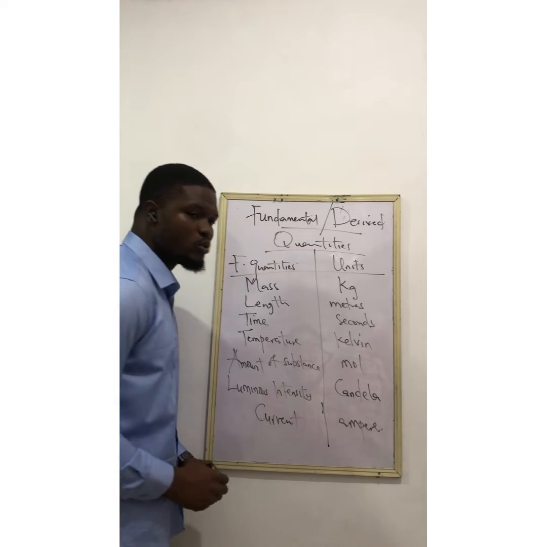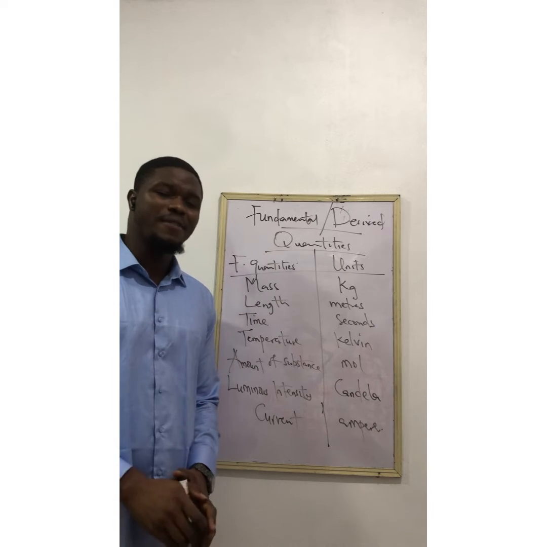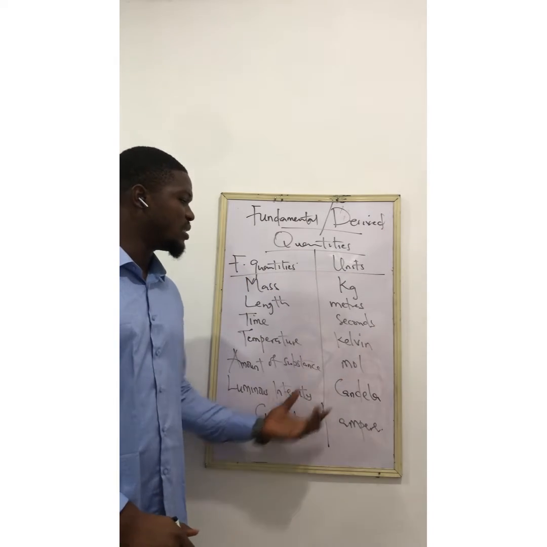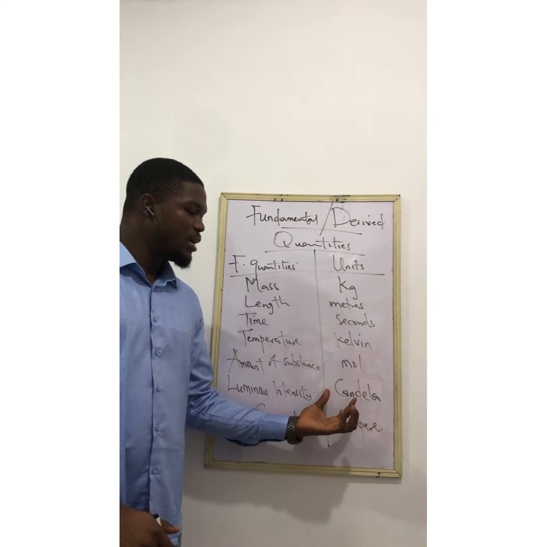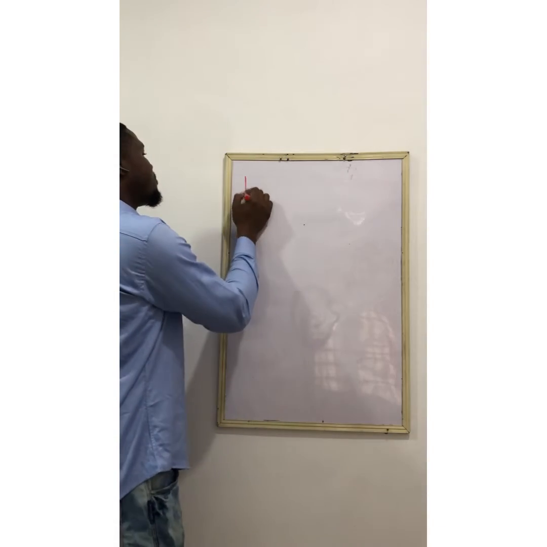As a physics student, knowing the unit for the quantity you're calculating is very, very important. So you should know these fundamental quantities and their respective units. Next we shall be looking at some derived quantities. Like I said before, derived quantities are quantities that are obtained from combining one or two fundamental quantities. Let's look at some of them.